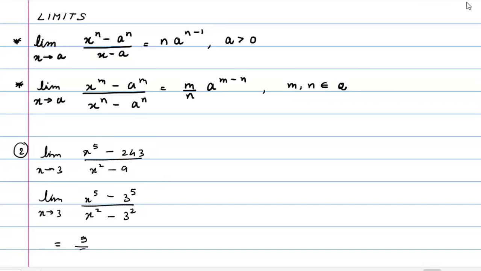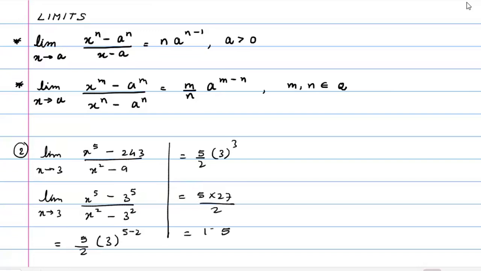This will be 5 upon 2 and 3 raised to 5 minus 2. So this will give you the answer 3 cube. So that will be 5 into 27 over 2. So 135 upon 2 will be the answer. So this should be expected as a multiple choice question where the answer can be marked easily by observing.